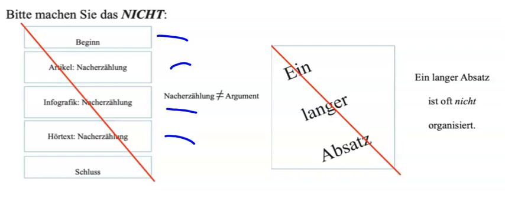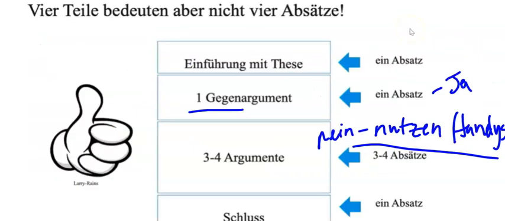The other thing is ein langer Absatz. So just writing one big long paragraph is not anything that's organized. So you're going to want to make sure that you have some sort of organization for your persuasive essay. So think about the 4 Teile. 4 Teile bedeuten aber nicht 4 Absätze. So the meaning is maybe not 4 clauses or sections.